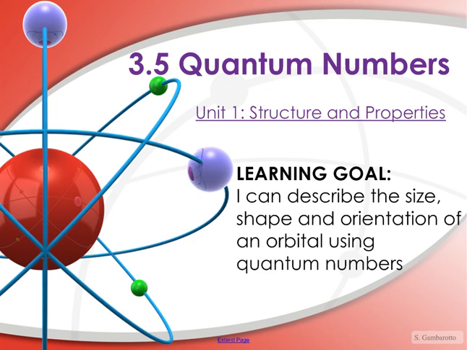Okay, and welcome to our first lecture for grade 12 chemistry on quantum numbers. As you can see from the front here, the first slide, our learning goal for this lecture is to be able to describe the size, shape, and orientation of an orbital using what we call quantum numbers. So let's get started.